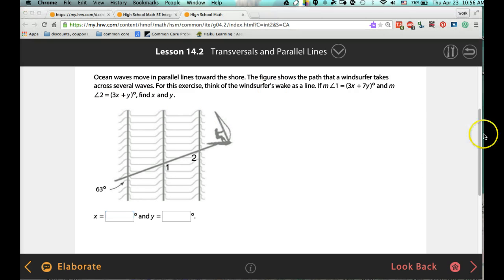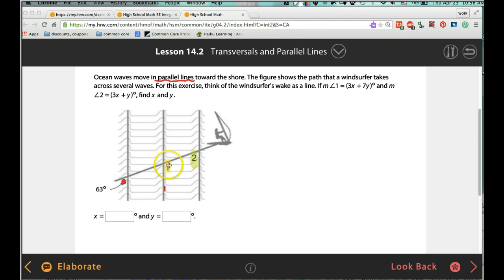Okay. So first of all, we have to understand that that is angle 1, and this is angle 2. Another thing that we have to understand is that there are relationships, right? So these are all parallel lines, as you can see, because that's what it says. The ocean waves move in parallel lines. So this line and this line and this line are parallel to each other. This is 63 degrees.